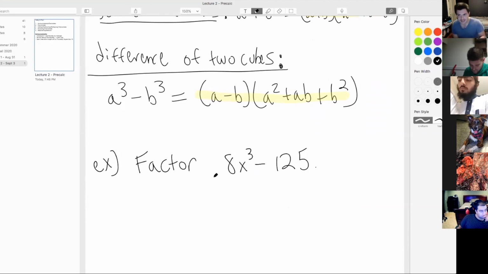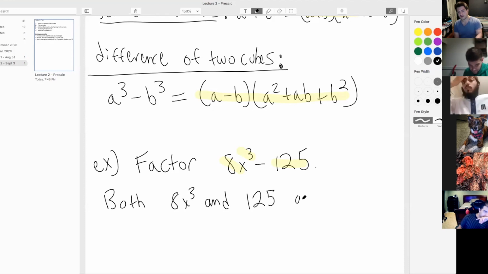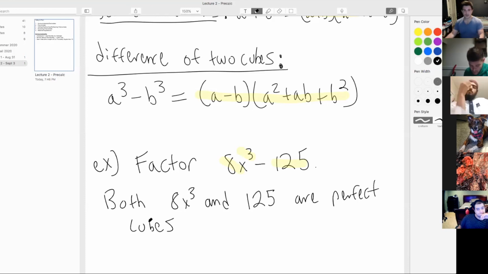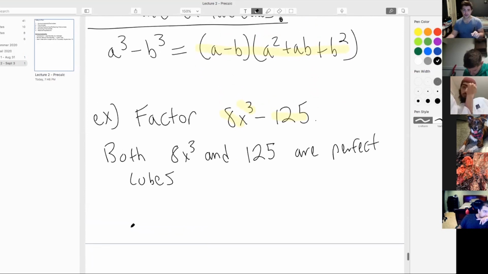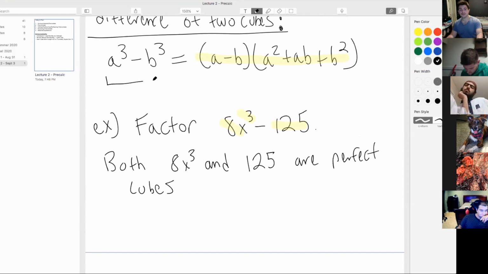Before anything, you just need to notice that both of our terms are actually perfect cubes. 8x cubed is a perfect cube, and 125 is a perfect cube. So we need to take the cube root of these to get our a and b values for the formula, because the formula is presented to us as a cubed minus b cubed. To get a and b, we need to take the cube root.